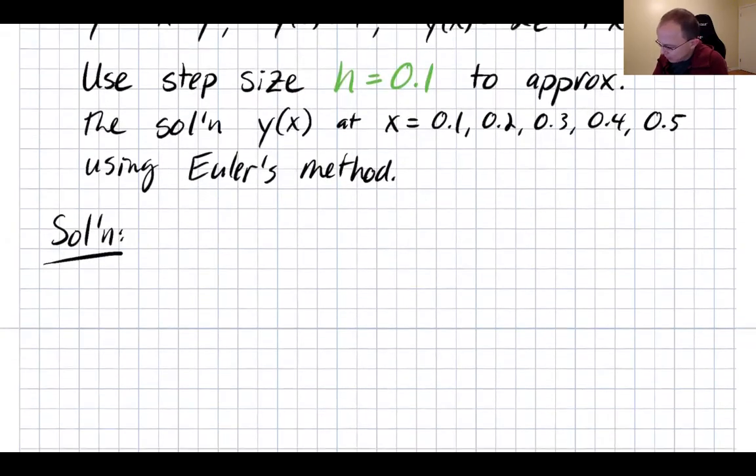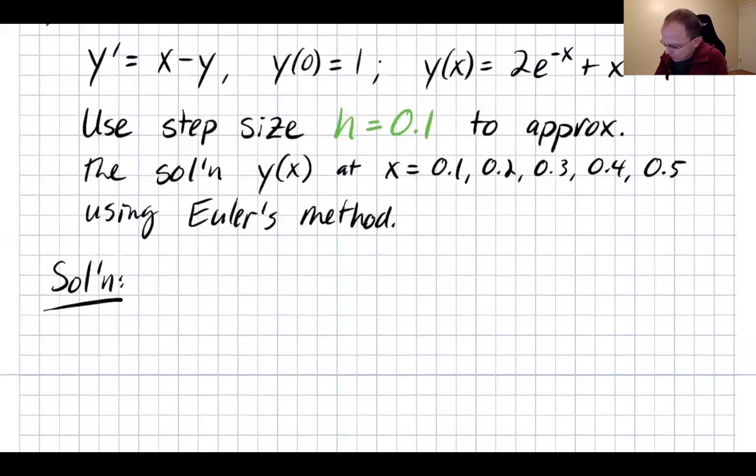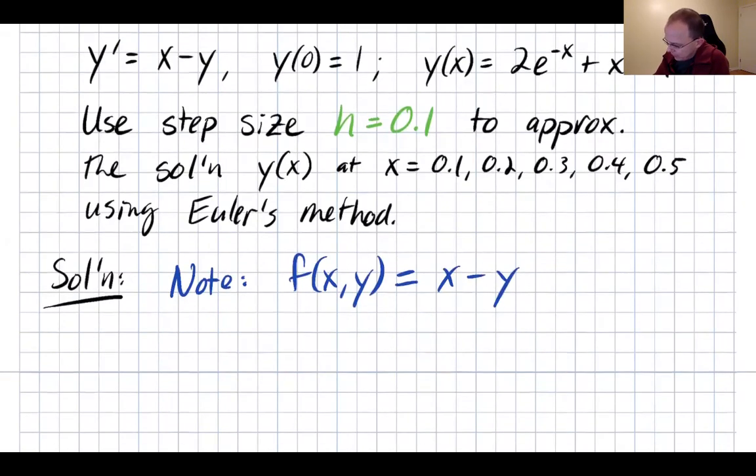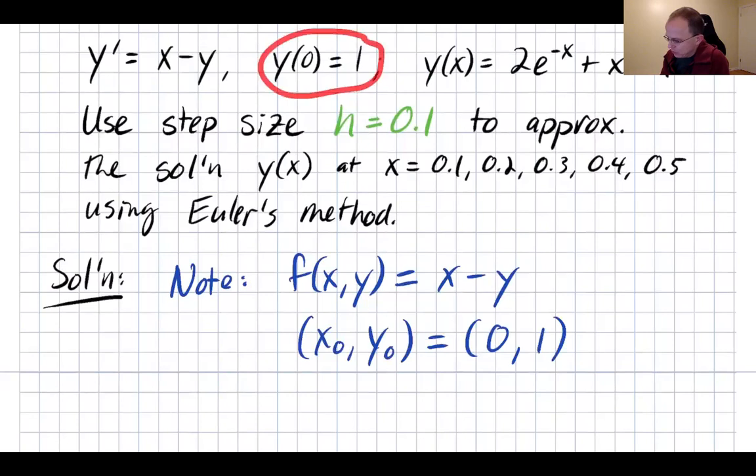So first of all, let's note some things. Note f of x, y is equal to x minus y for this problem. And we also notice that our initial point, x naught, y naught, is equal to 0 for x naught and 1 for y naught. And that just comes from this initial condition, x naught, y naught, right there. Okay, so now we're good.